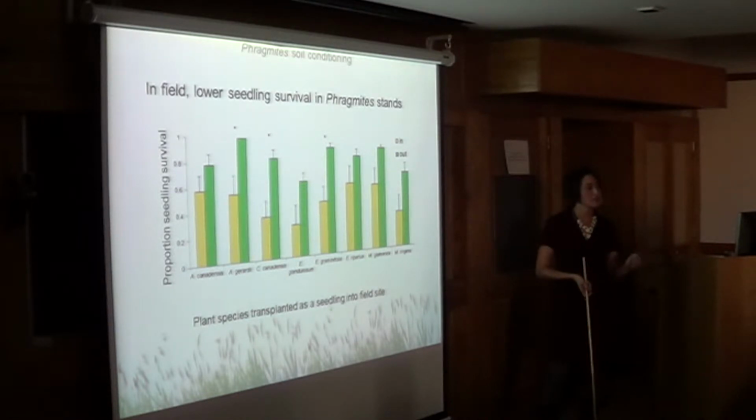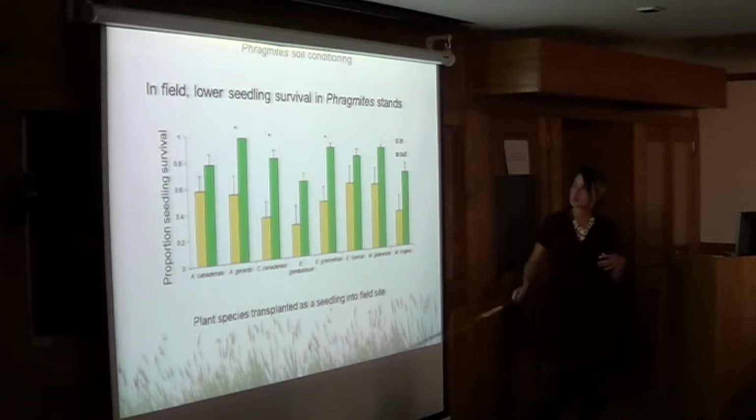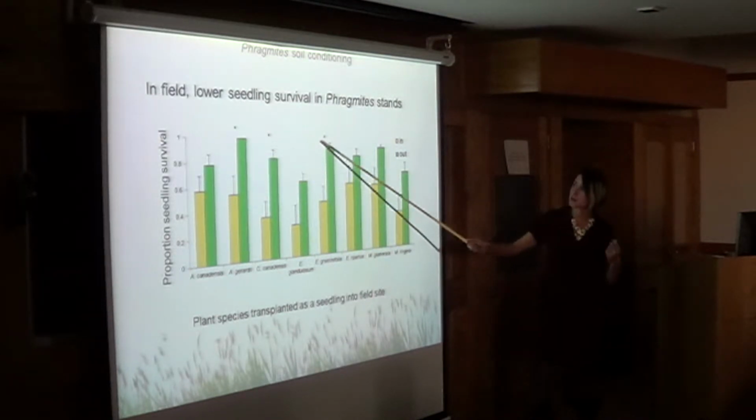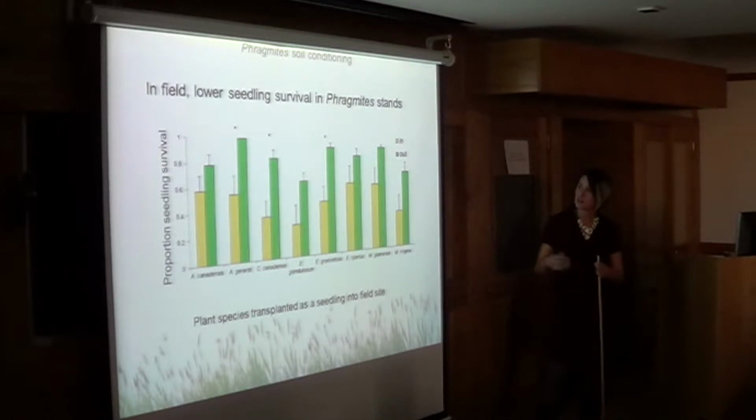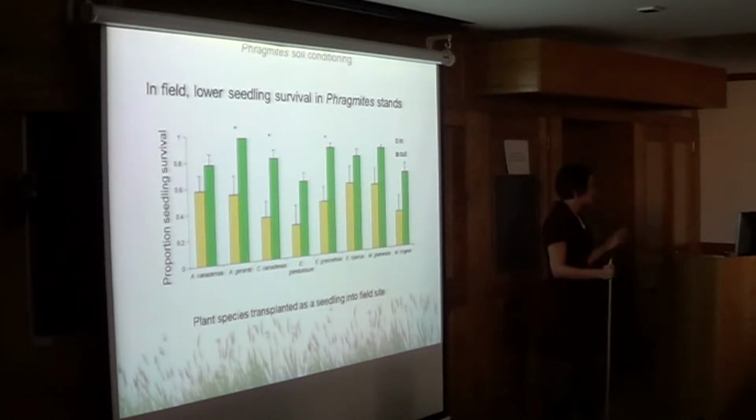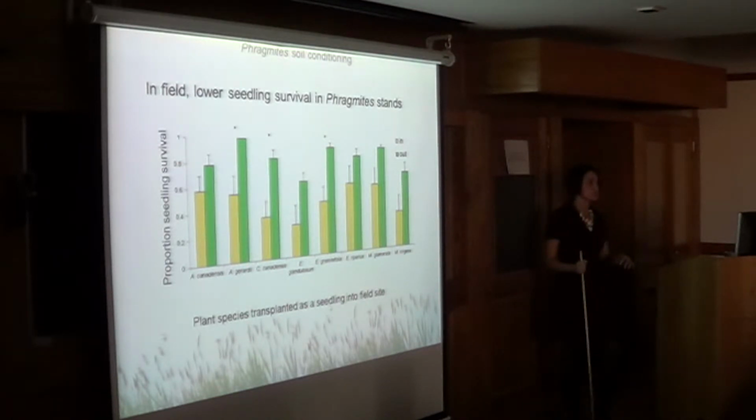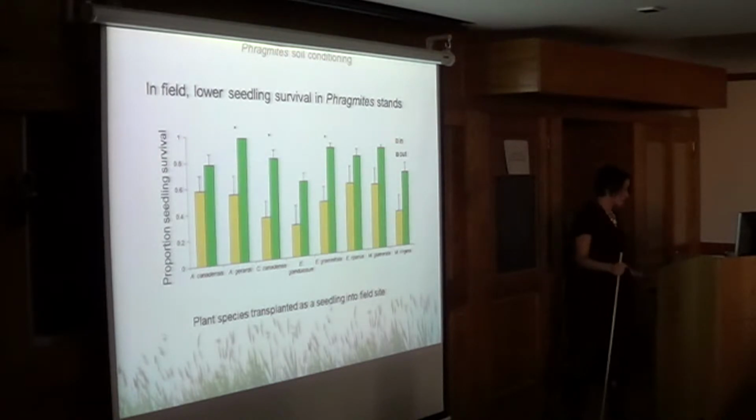There were some site-specific effects, so I think these soil changes take time to accumulate. So one of my sites was a more recent invasion, and it didn't have those differences. And because of that, it's only significant for a couple plant species. But overall, there's a clear trend that Phragmites seems to be doing something to the soil that decreases the survival of other plants. But what is that?